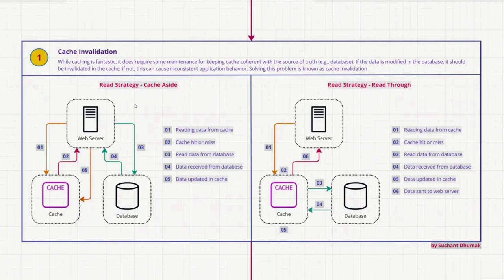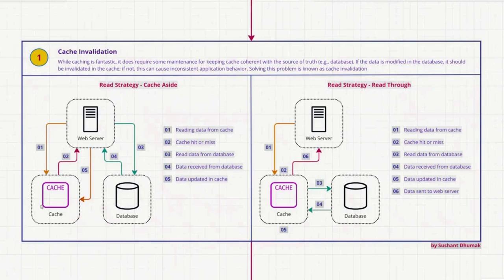So here what we are going to look at is the read strategy. These are two read strategies, and the first one is called cache aside. What does it mean? Let's look at this diagram. What the web server will do is try to read, at step number one, from the cache. Okay. Then step number two is cache hit or cache miss.